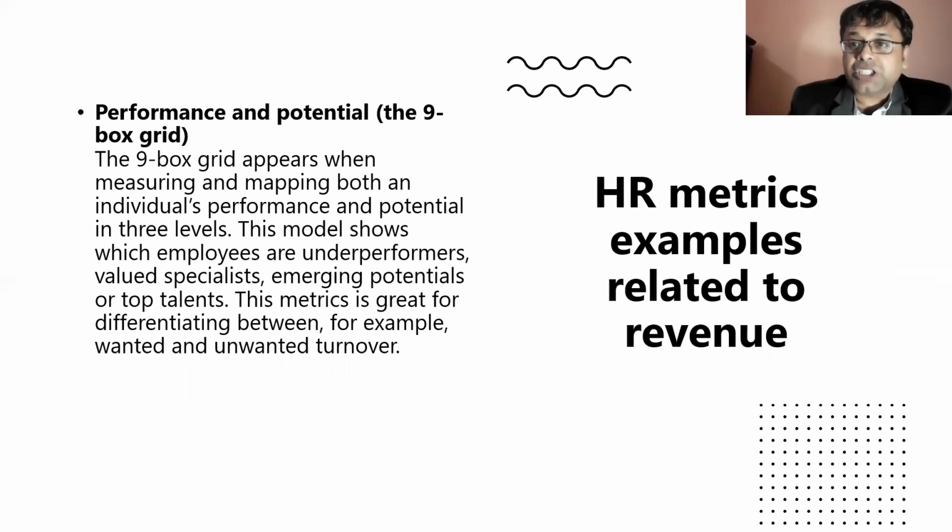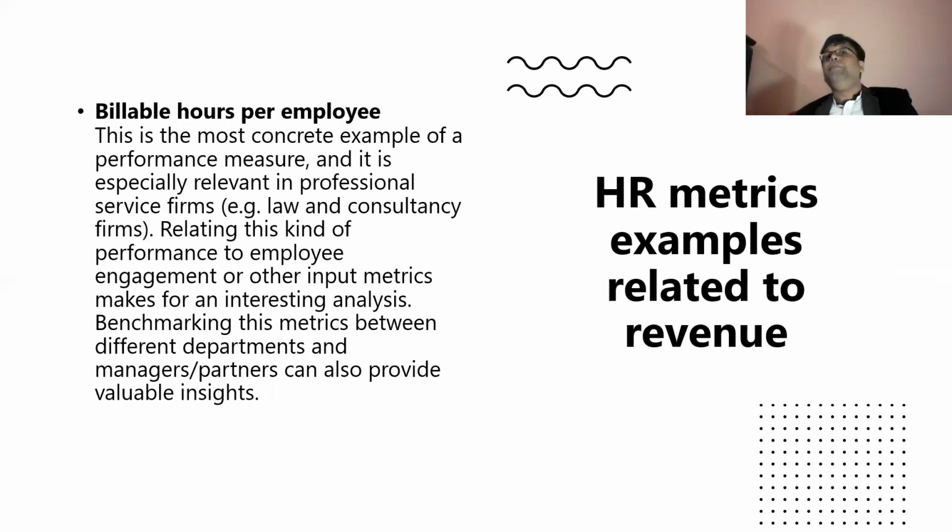So we identify employees based on their present performance and their potential performance, and based on that we divide all the employees into 3 categories. Number 1 is underperformer, number 2 is the valued specialist, and number 3 is the emerging potential. So this is a very, very important matrix for evaluating the performance of the employees and thereby taking appropriate HRD strategies.